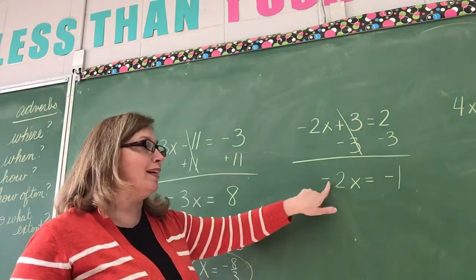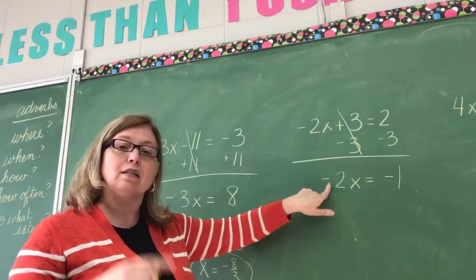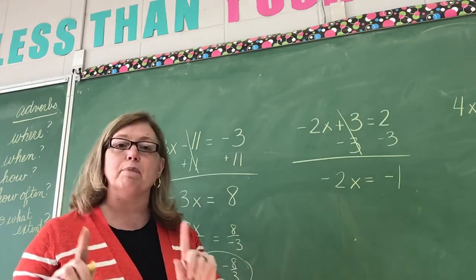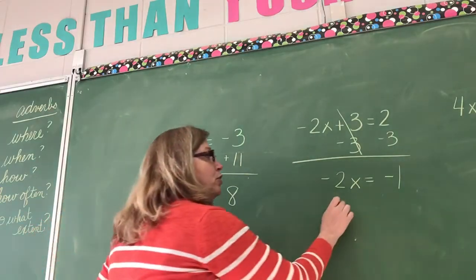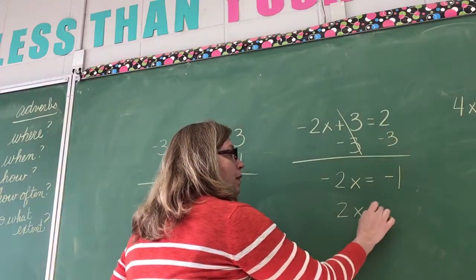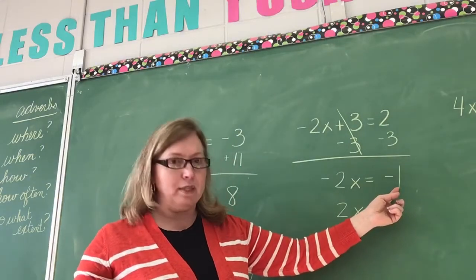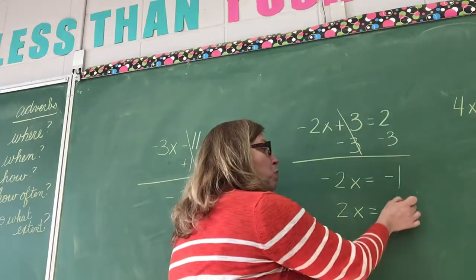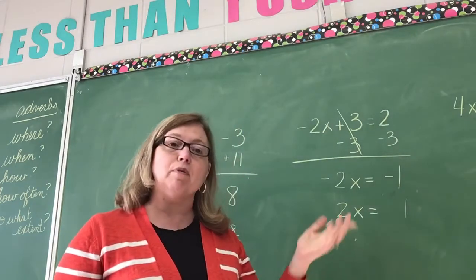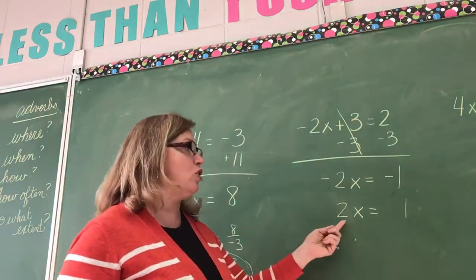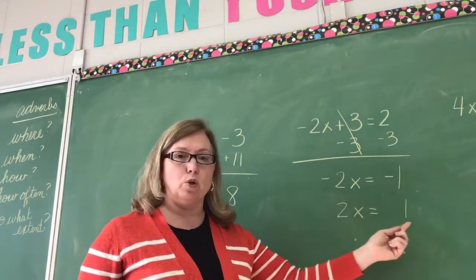So I'm going to multiply negative 2x times negative 1. Doesn't change my 2x, it simply changes my sign to 2x. Now I'm going to multiply the other side. Negative 1 times negative 1 is going to be a 1, and it's positive, remember, because negative times negative is positive. So now my equation is 2x equals 1.